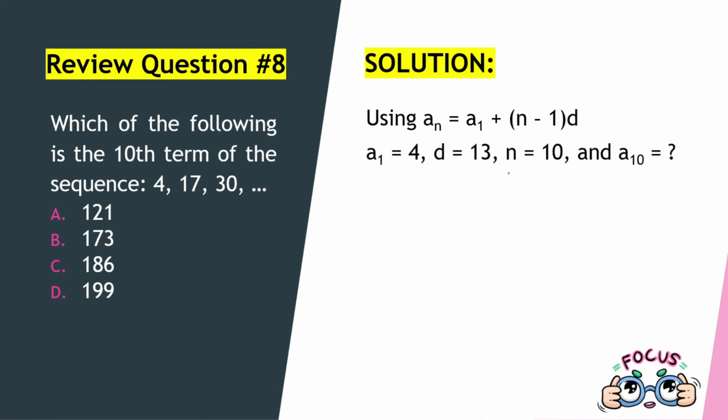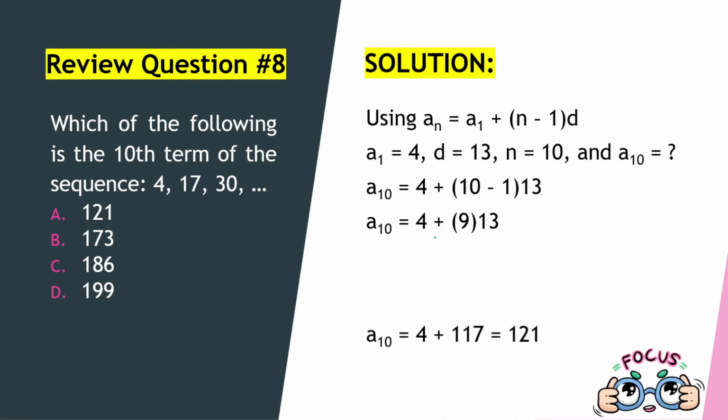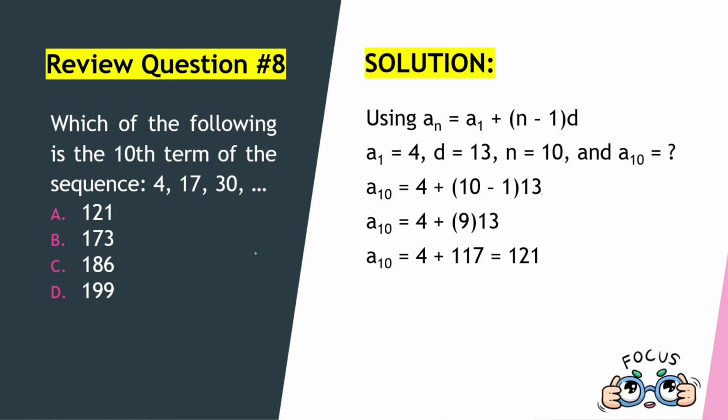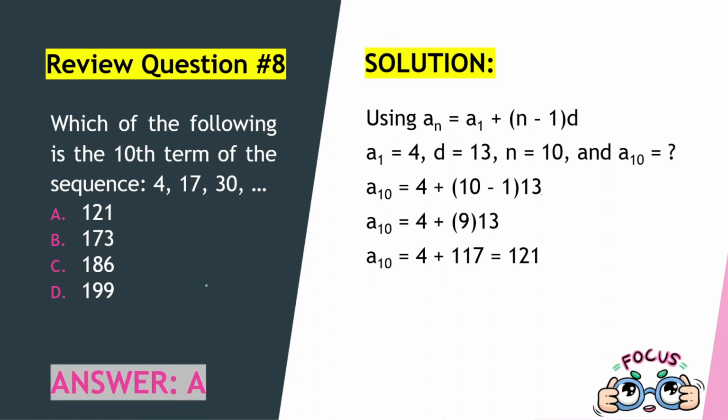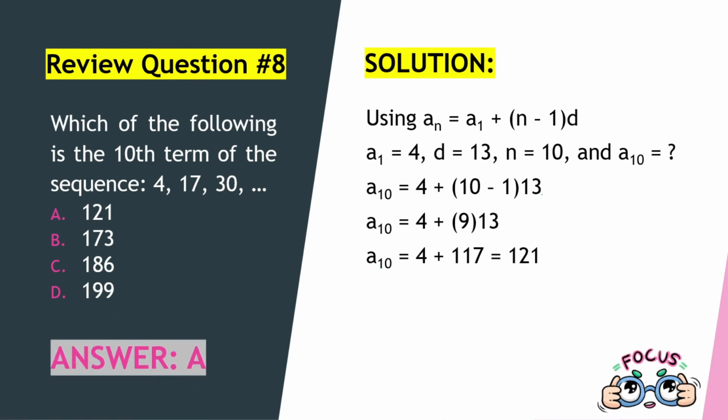So using that formula, we can come up with 4 plus quantity 10 minus 1 times 13. Therefore, the 10th term will fall on 121. Okay? Again, you may use calculator by simply adding 13 from 4, or 30 until such time na maabot mo yung 10th term. Okay, so the correct answer here is letter A.